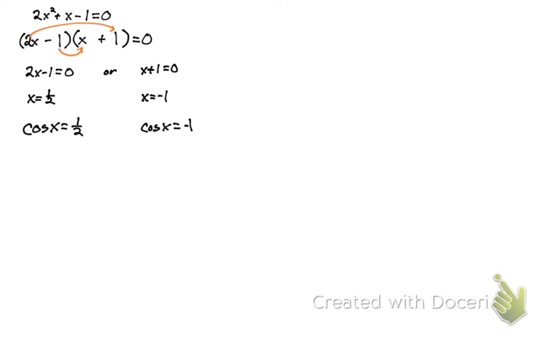Okay, so I'm asking, where does cosine equal 1/2? Well, cosine equals 1/2 if you look at your unit circle at pi over 3 and at 5 pi over 3. Then the next question says, when does x equal a negative 1? Or when does cosine equal a negative 1? Well, that's going to be at pi. And those will be your 3 answers.